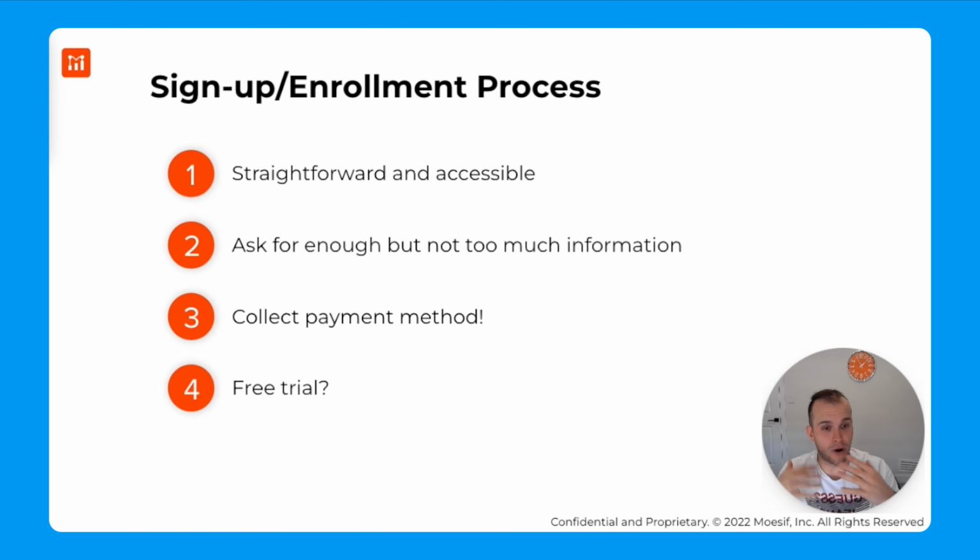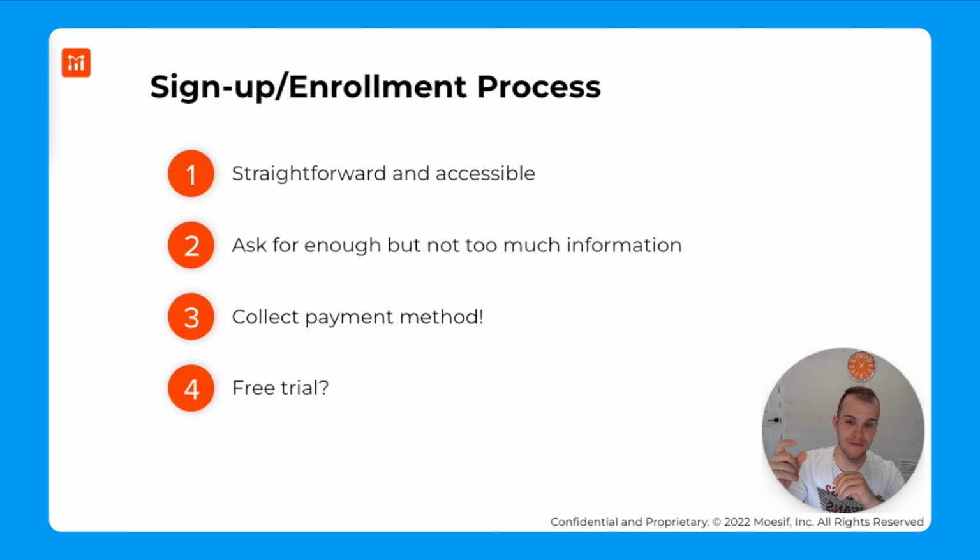The next thing is, as part of that enrollment process, you want to ask for enough information, but not too much. We don't want a form with 30 fields in it where maybe only 5 are relevant and the rest are just there for data collection. We don't want that. What we want is to grab the minimum amount of info that we need in order to create this user's account. In some cases that may be email, password for access, and then billing information.